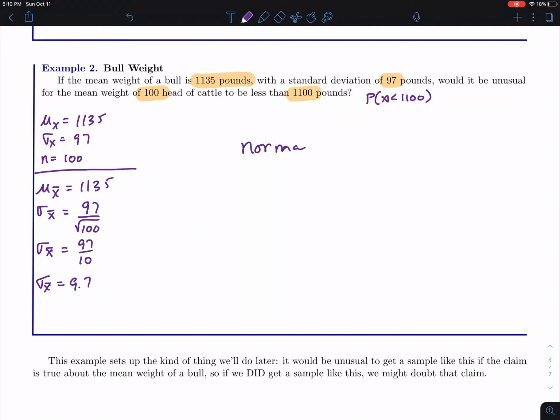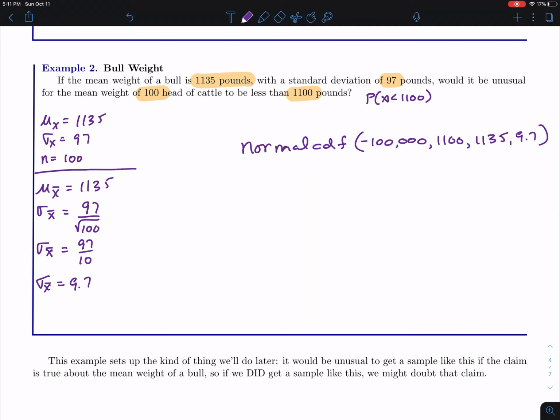So this is a normal CDF. And since 1100 is the upper bound, we want to put something ridiculously low for our lower bound. So negative 100,000, 1100. Our mean is 1135, and our standard deviation is 9.7. You can see that we've really shrunk our standard deviation down. It went from being almost 100 pounds down to about 10 pounds. So that's going to make a huge difference in our outcome.